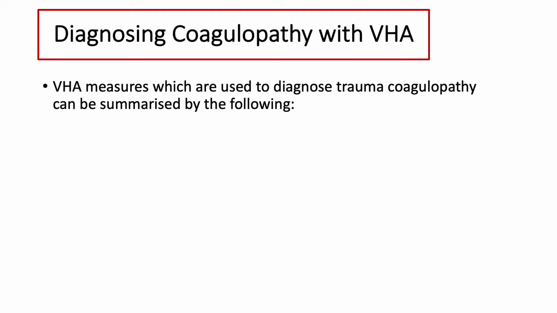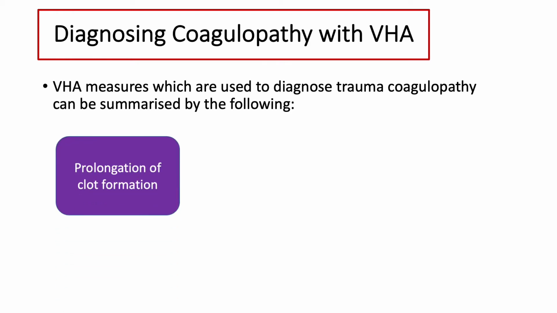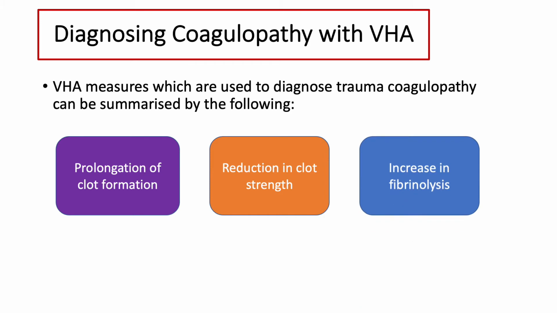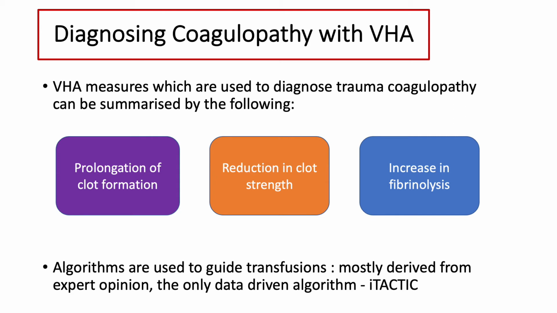How to diagnose coagulopathy with VHA? VHA can detect 3 types of clotting abnormalities. It can tell us whether there is any prolongation of clot formation, any reduction in clot strength, or any increase in the rate of fibrinolysis. To determine whether the values generated by the device are abnormal or not, the results should be compared with the readily available algorithms to guide transfusion.